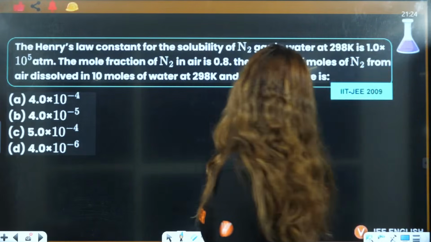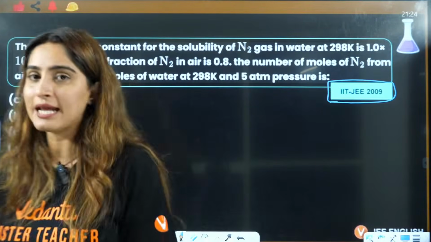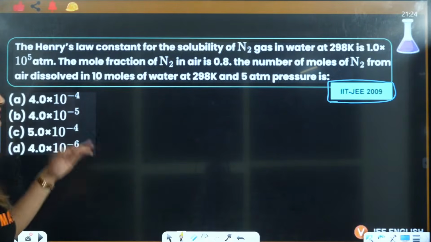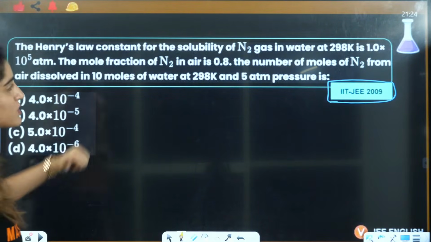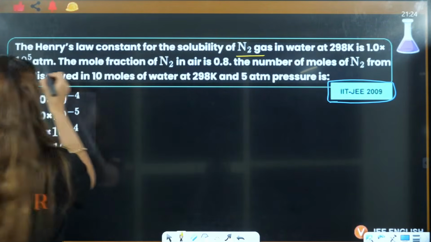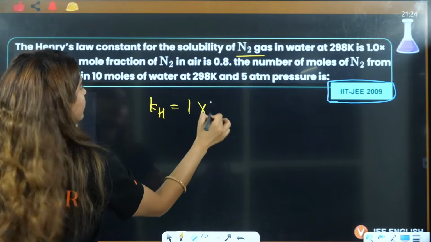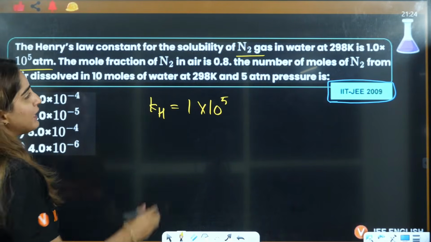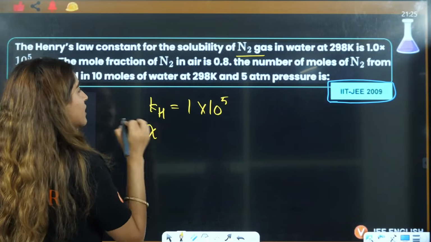Now, let us see this JEE Advanced question from 2009. Let us see what they are saying here. The Henry's law constant for the solubility of N2 gas in water is given. That means they have given you the value of KH as 1 into 10 raised to the power 5. The mole fraction of N2 in air is given.